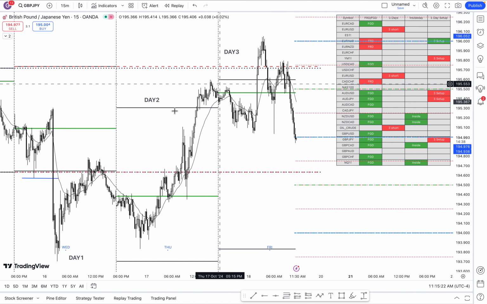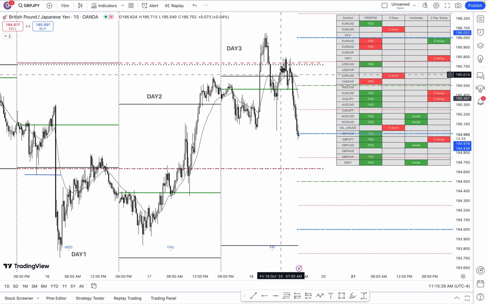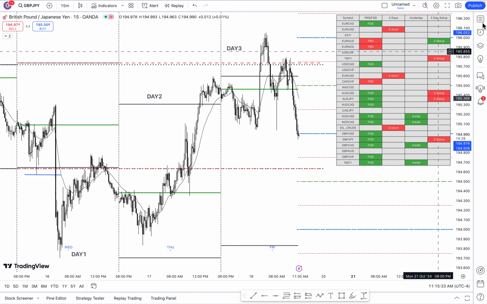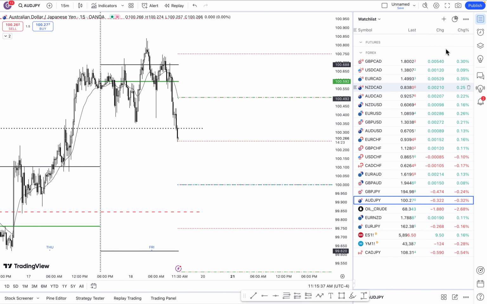So a 3-day setup is a low of week to high of week reversal or continuation opportunity, if it presents itself. The indicator has shown us here is a 3-day setup. Let us look at other markets that presented 3-day setups. AUD JPY indicates there is a 3-day setup.